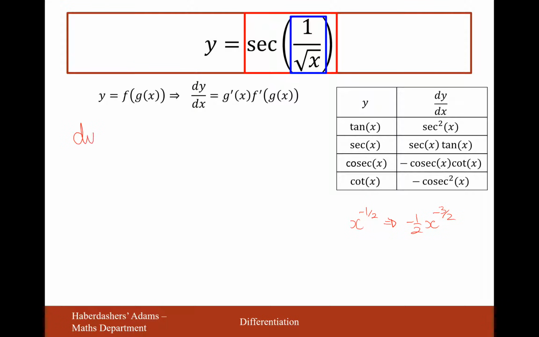So let's get started on the full differentiation now. Differentiating the inside function first, well, that's what we were doing down here. So it's minus a half x to the minus 3 over 2. Then differentiate the outside function sec. Sec differentiates to sec tan. Remember the 1 over the square root of x will be inside both the sec function and the tan function. So there we are, that's the answer to this question. Let's move on to the next one.